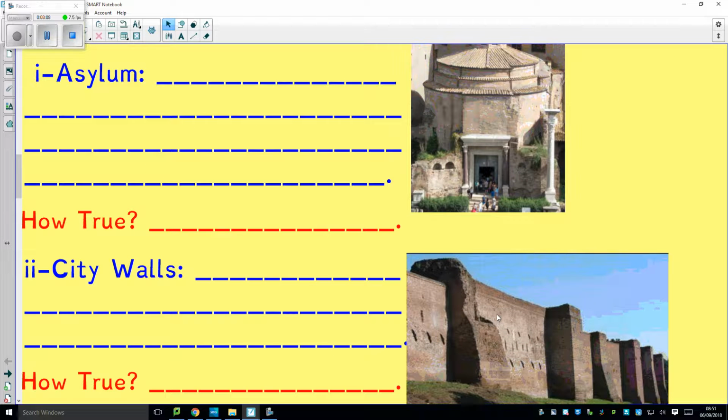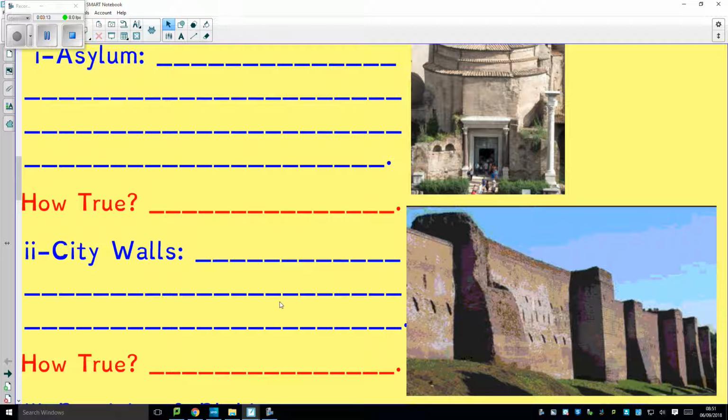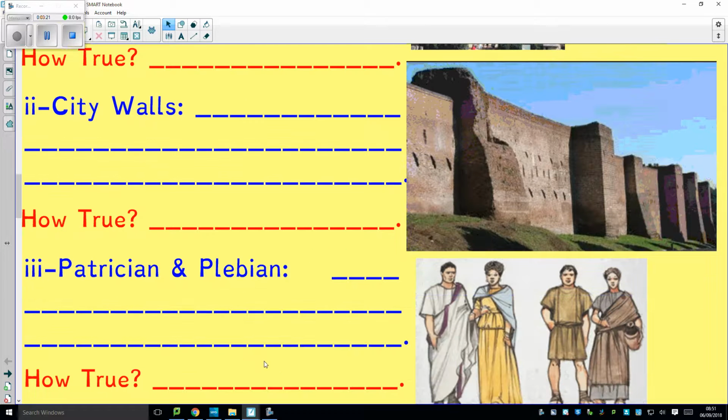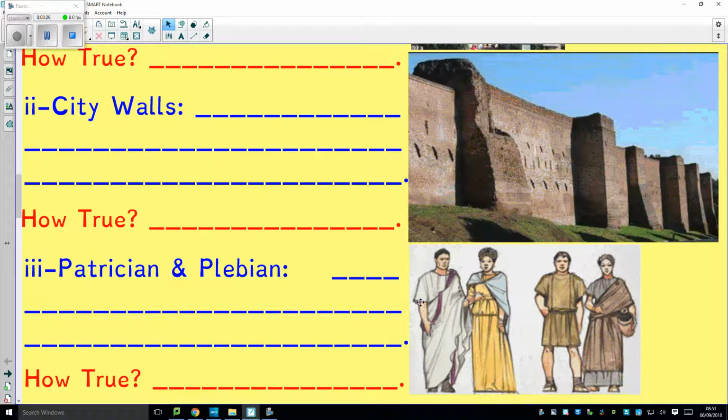City walls. Romulus is said to have built the earliest fortifications around the city of Rome. There is no archaeological evidence really to back this up. Patrician and plebeian. Romulus is said to have brought in this system. The patricians, 100 of the richest, most powerful and advanced men in Rome, acted as advisors and helped out plebeians. So a patrician might have 100 plebeians who were his clients. He protected them, they helped him.